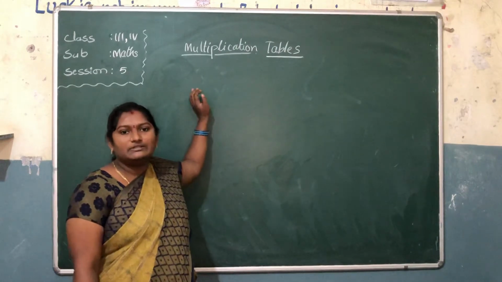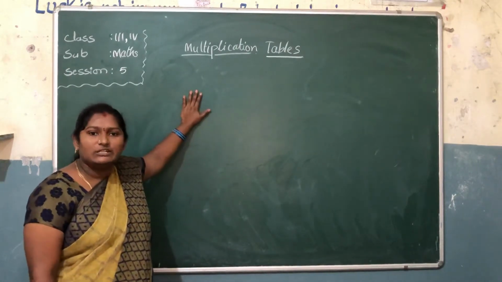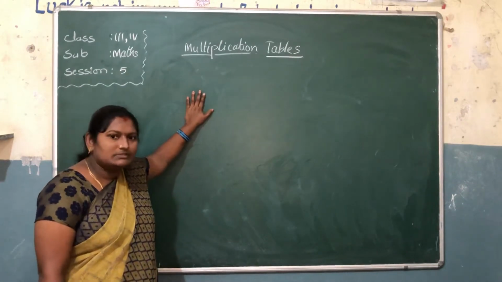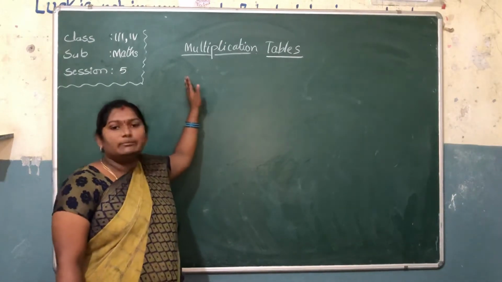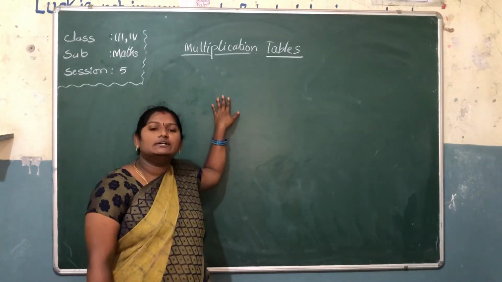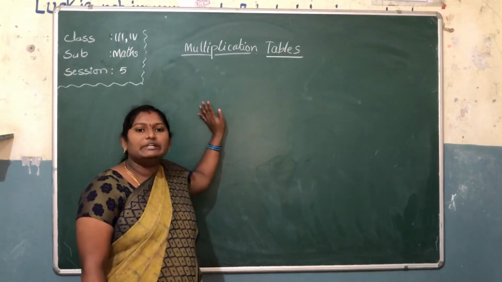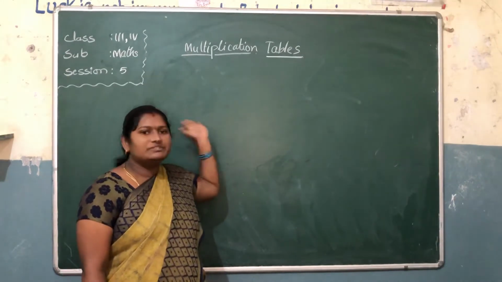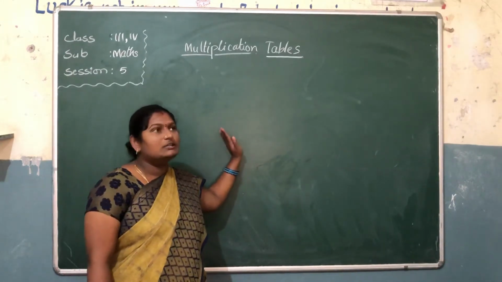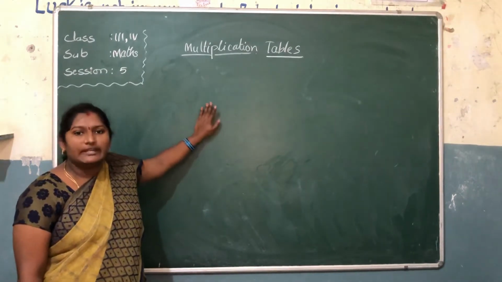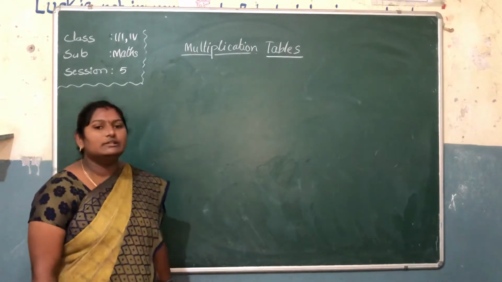What have we discussed today? Multiplication tables. I know you already know the 2 to 9 tables. Okay children? Multiplication is nothing but repeated additions. You know this? Repeated additions. How is it possible? I'll explain. So first of all, tables. 2 to 9 tables we have to learn.